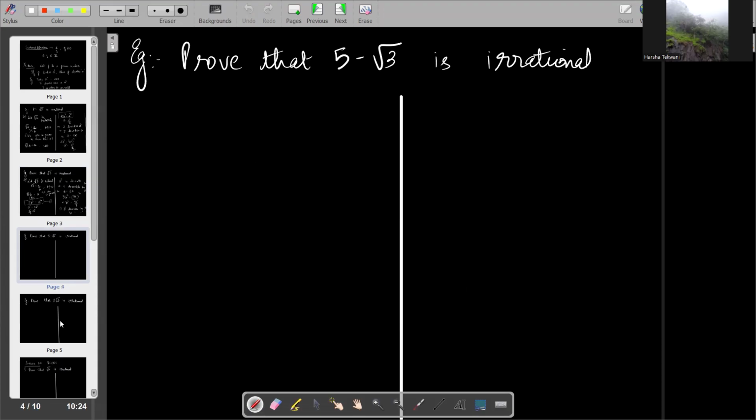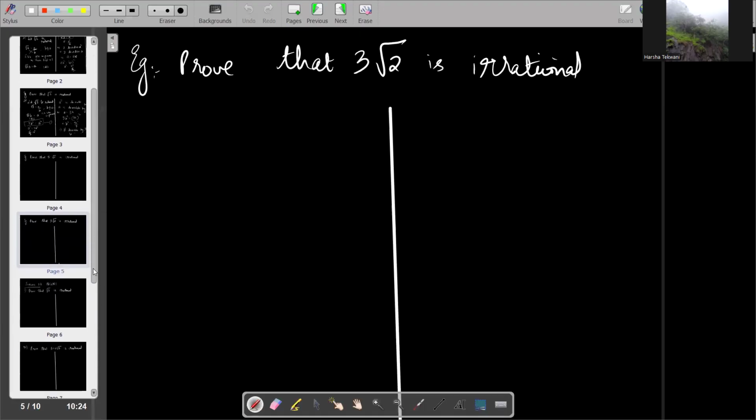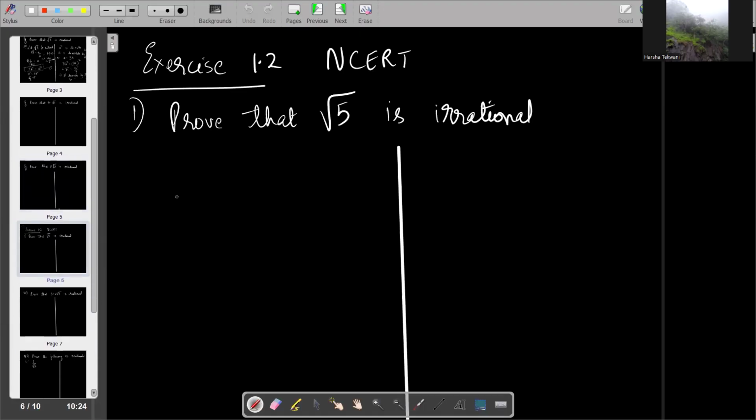They ask us to show that 5 minus root 3 is irrational. Okay, before doing this problem, probably we can do your exercise because I think you're well versed with this. Yes, I'll come back to these questions. Yes, prove that root 5 is irrational. It's of the same type, so we will finish this off first.